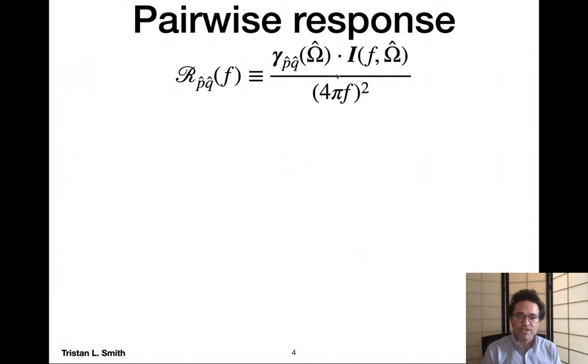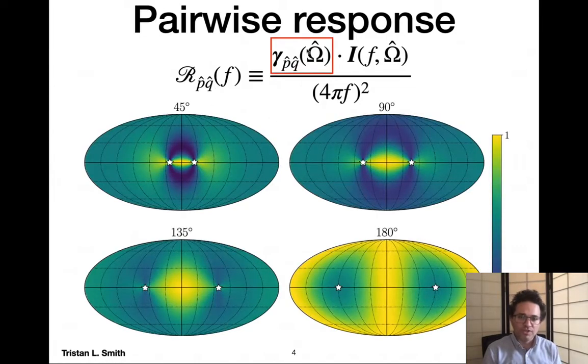So this quantity here is what we call the pairwise response function, also known as the overlap reduction function. And when we dot that with some gravitational wave background, which is a function of frequency and position on the sky, this gives us the correlated TOA response for that pair. And we can plot what this function looks like as a function of the separation between the pair of pulsars that we're looking at. So this just describes that as we increase the angular separation between those two pulsars.